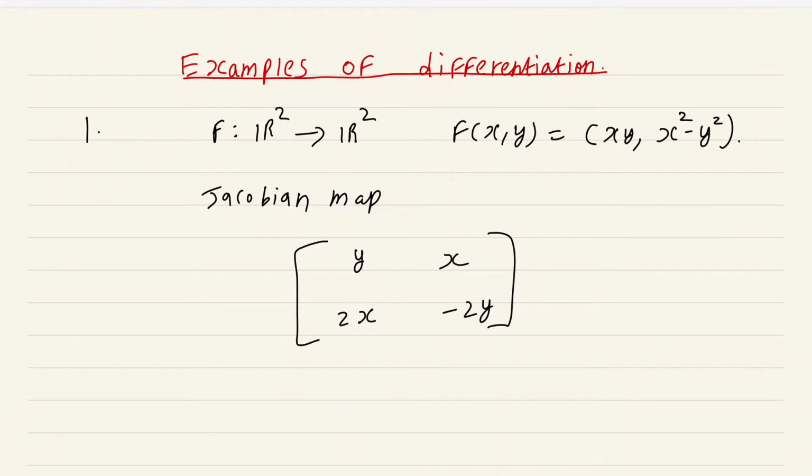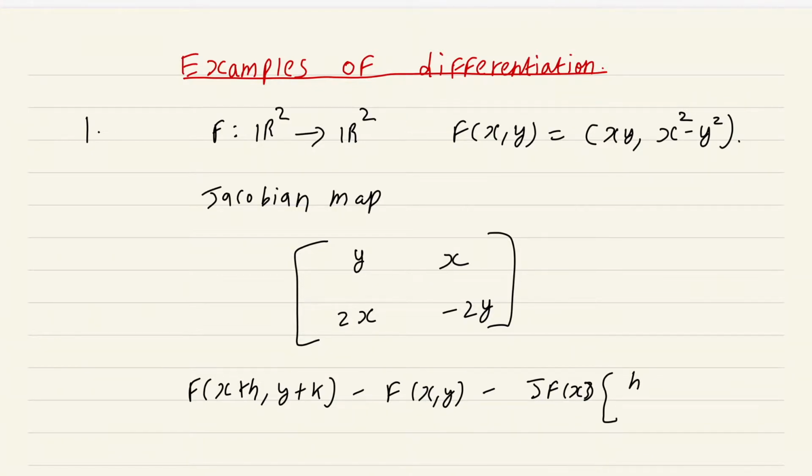Let's now take it a bit further and actually try to compute the error term. So the error term is going to be given by f of (x plus h, y plus k) minus f of (x, y) minus this Jacobian matrix at (x, y) acting on the column vector (h, k). So this will give you concretely what the error term is going to be. Okay, so let's compute this out.